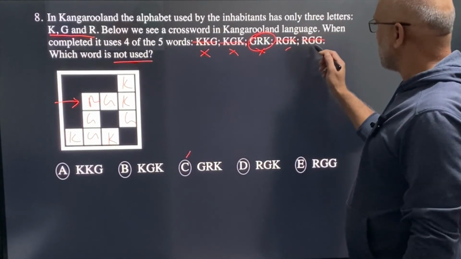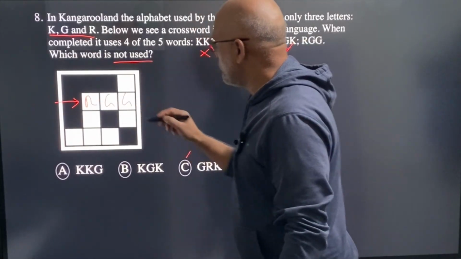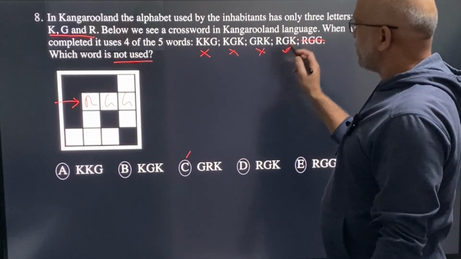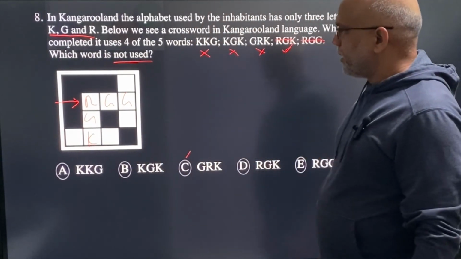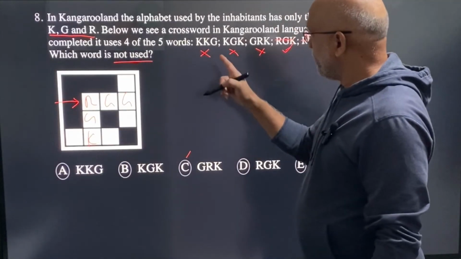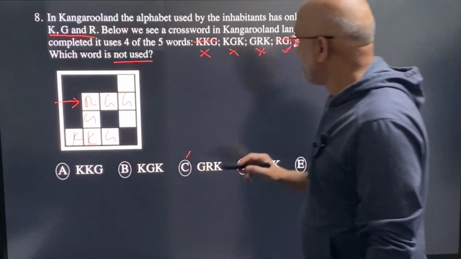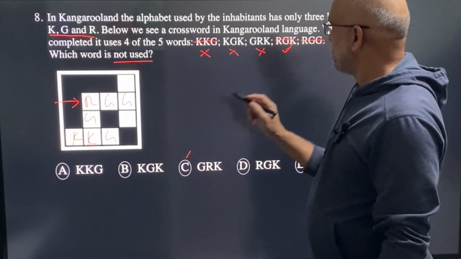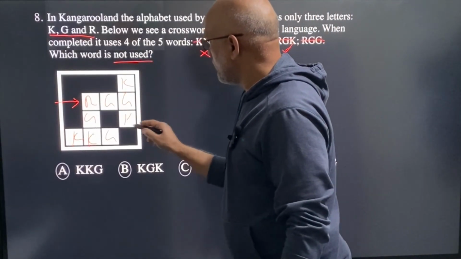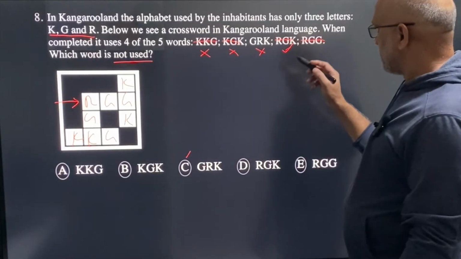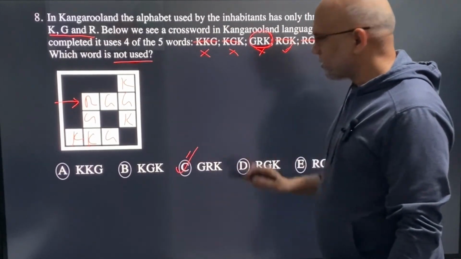But let me also try using this for this row. RGK. K should be the middle letter, so that should be this one, KKG. And then G has to be in the middle, that has to be KGK. And in this case also, I'm not using this word, GRK, so this is the correct choice.